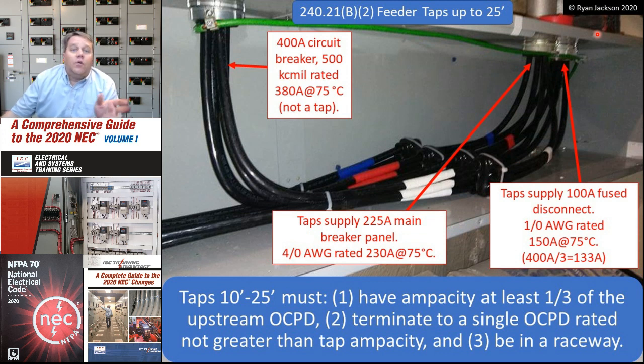The first thing I would do is find a 100 amp conductor, and that's going to be, I think, 3 gauge, rated 100 amps. But the problem is I also have to figure out the 1/3 of the upstream device. So 400 amps divided by 3 is 133 amps. So my tap conductors have to be rated at least 133 amps. So I would use a 1/0, which is rated 150 amps. Now it's just the rating of the wire. Can these still land on a 100 amp fuse disconnect?